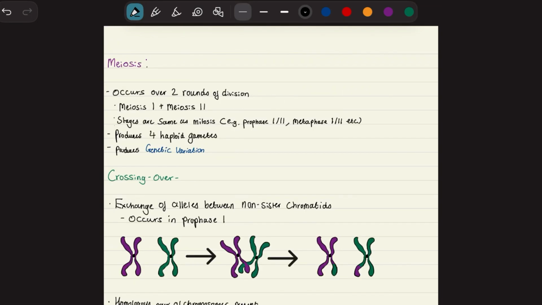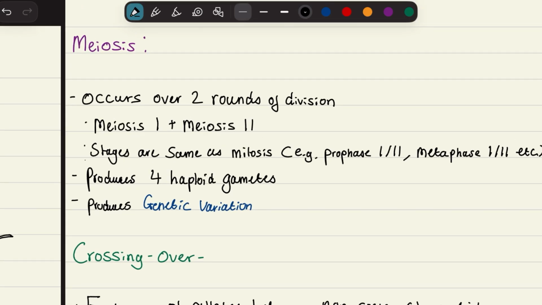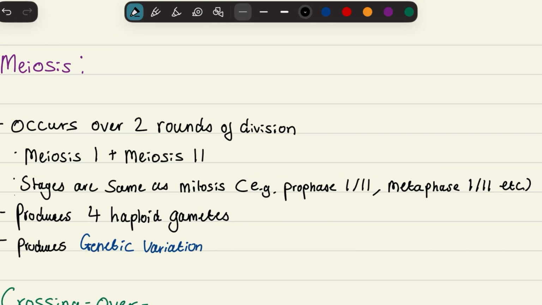Okay, now we talked about gametes, right? We talked about what they do in terms of fertilization: acrosome reaction, cortical reaction, fusion of nuclei. But how are these made? Now, meiosis is that process. So meiosis is the process by which we're going to make our gametes, right?